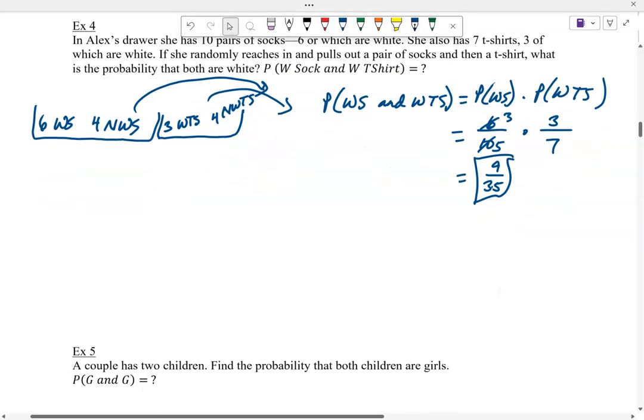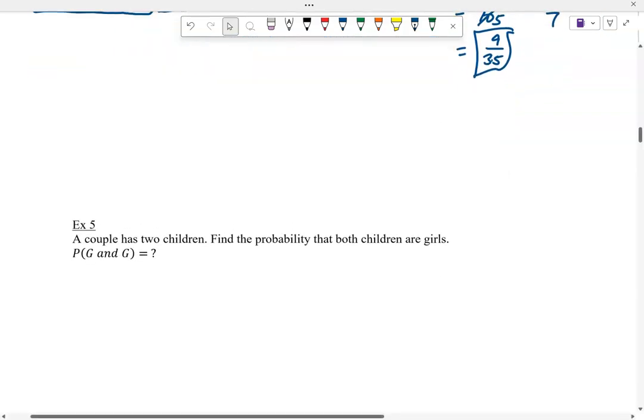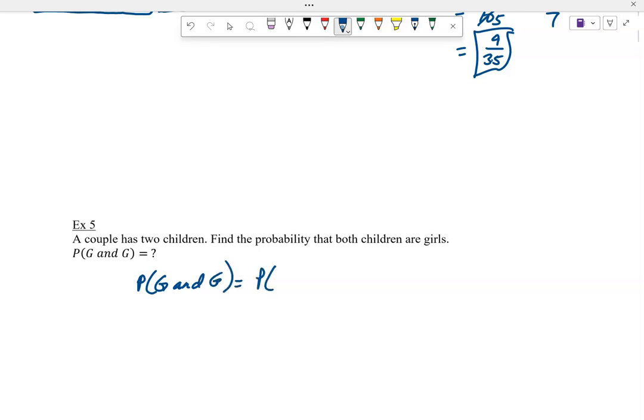Let's do some more here. A couple has 2 children. Find the probability that both children are girls. Well, does the probability of the first child affect the probability of the second child? No, it doesn't. Either way, it's like flipping a coin, right? You've got a 1 in 2 chance of having a boy or a girl. So these are independent events.